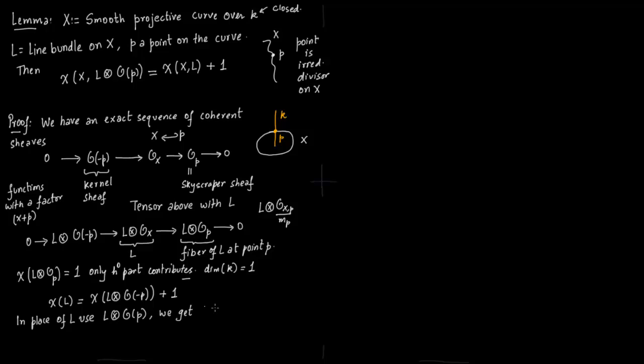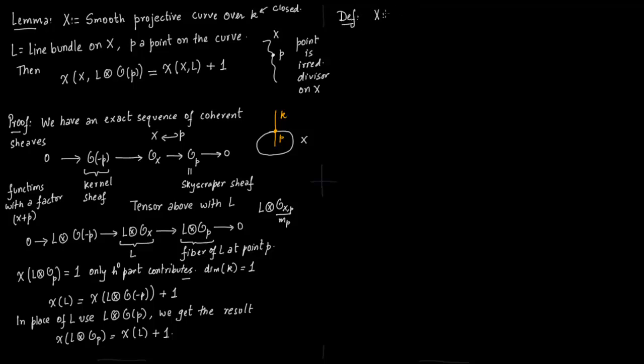Just replace L here with L tensor O of P. On the left hand side we will get the Euler characteristic of L tensor O of P. The 1 will remain as such, and then here instead of L, if you use L tensor O of P, tensor O of minus P, O of P tensor O of minus P will cancel out, and we will just be left with L.